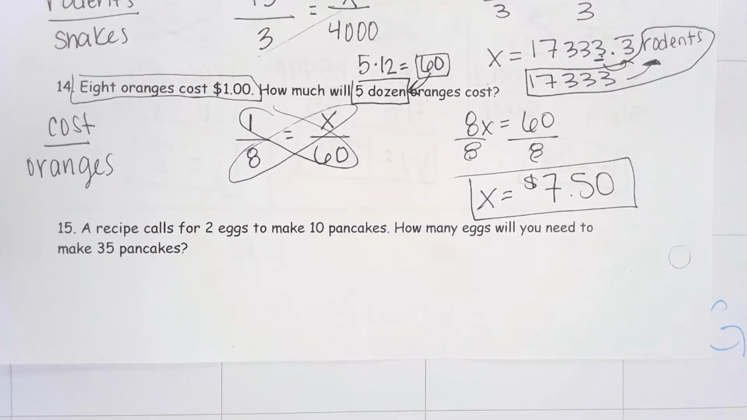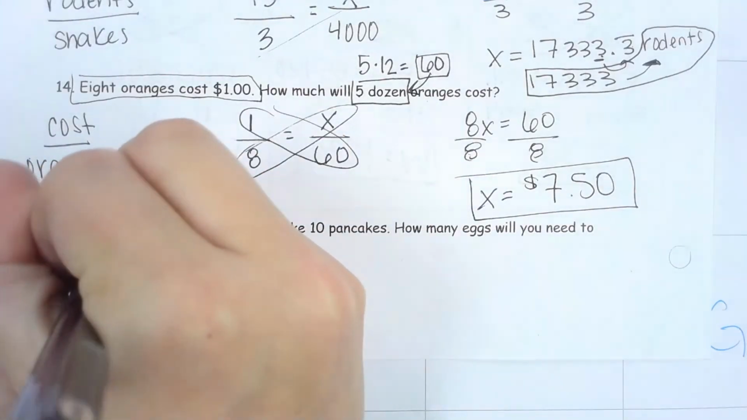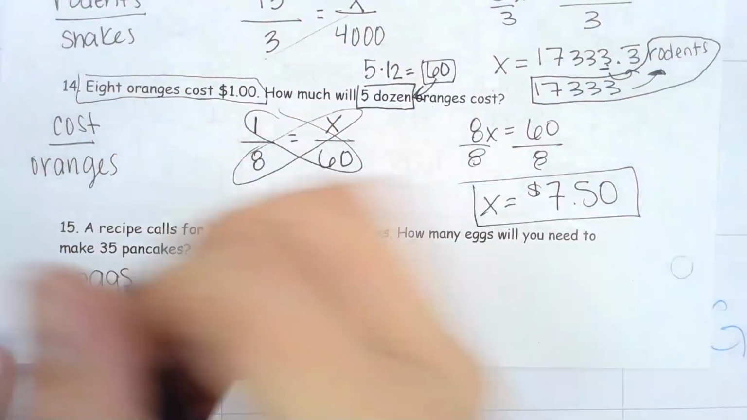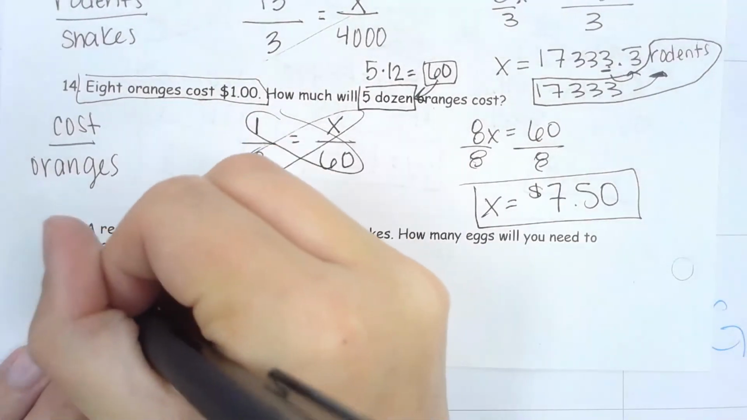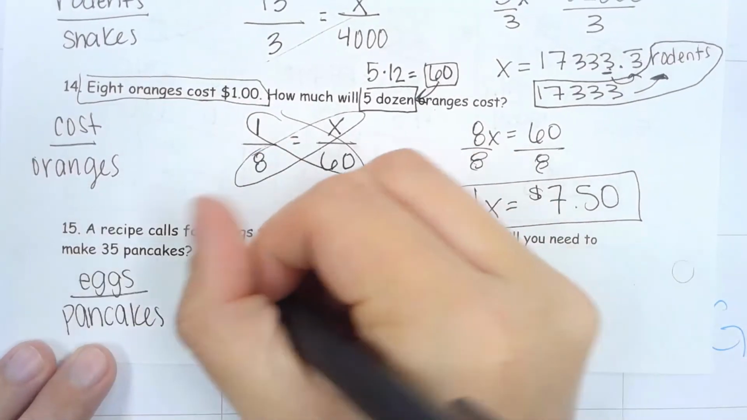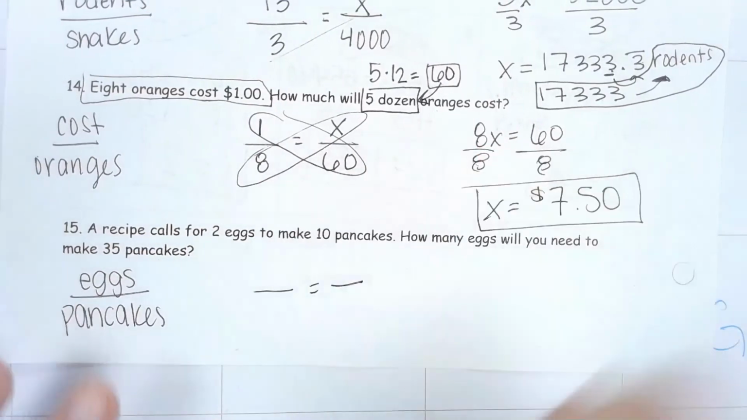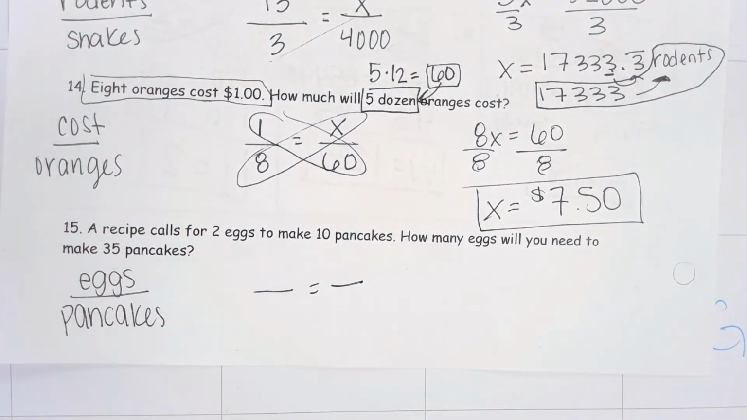Alright, so you guys should be done with 15, so let's see how you guys did. So a recipe calls for 2 eggs to make 10 pancakes. How many eggs will you need to make 35 pancakes? So the two variables that we are talking about are eggs and pancakes. It does not matter where your variable goes. If you guys had pancakes in the numerator and eggs in the denominator, that is totally fine. As long as you correctly set up your proportion, we both should get the same answer.